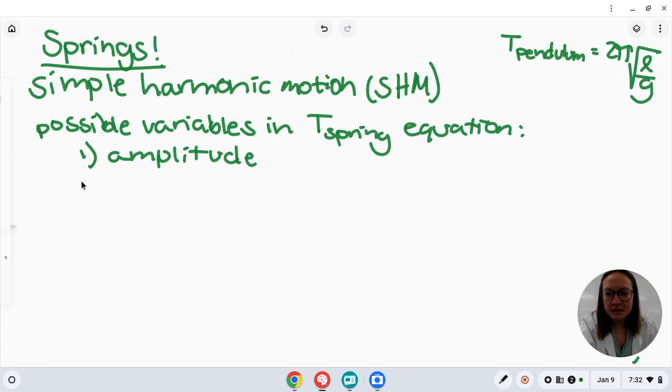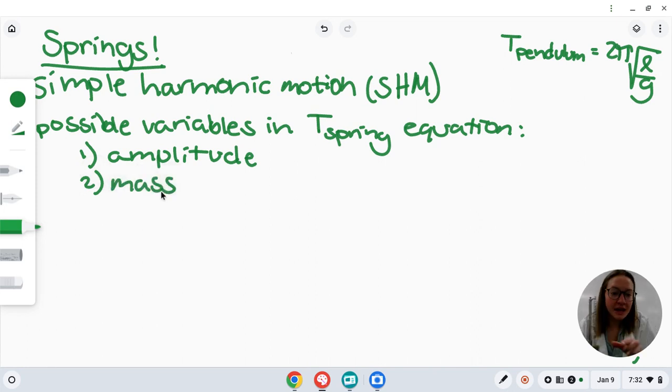Then another factor that I thought might be influential is the mass that I put on the end of a spring. The last factor that I thought might be influential was g, the acceleration due to gravity. And I thought maybe if it were different, the motion, the period of a spring, would be different.